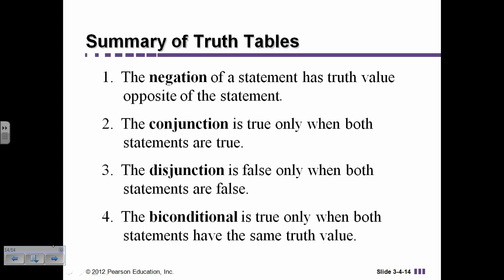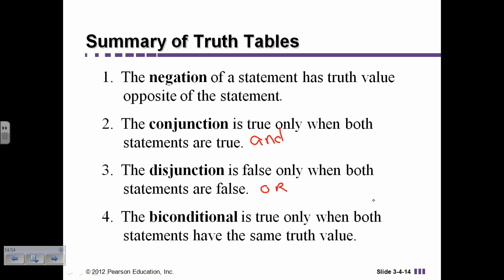All right, so just a quick summary of what we have with truth tables. Negation means you're taking the opposite value of the term. So if it's true, you take the false value. A conjunction is true only when both statements are true. Another key word with a conjunction is the word and. A disjunction is false only when both of the statements are false. So another way of thinking about that is a disjunction is true when one of the statements is true, and the key word for disjunction is or.